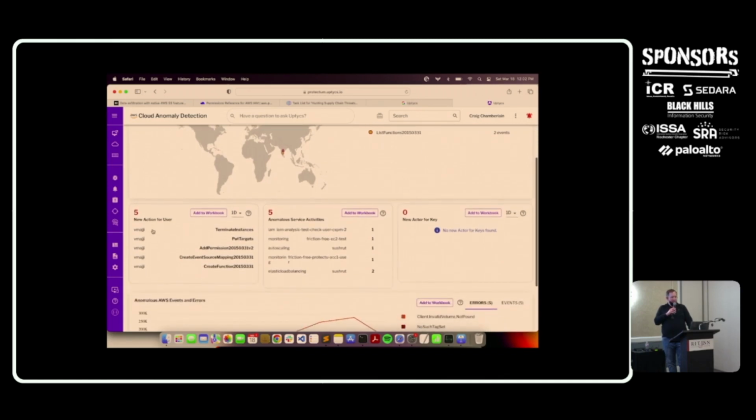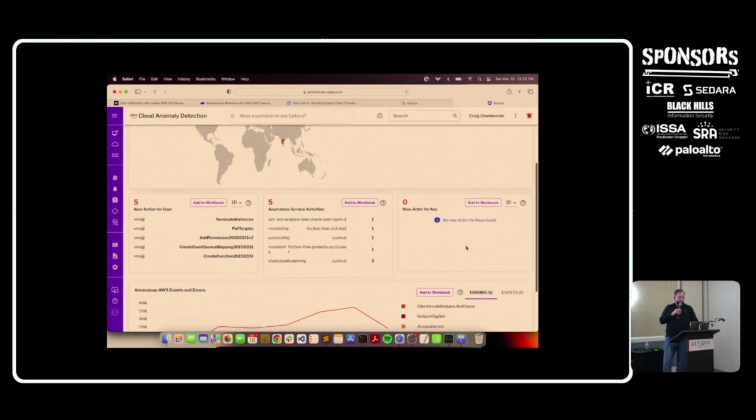Then down here we have new action for a user, which some of that is interesting. We have a new actor for a key, and that has no output. That's actually a good thing, because it's a case where no news is good news. Nothing is absolute, but much of the time you see the same access keys using the same roles and doing the same transactions day after day. So it's not unexpected to see no output here, and in fact, having no output here is a good thing.